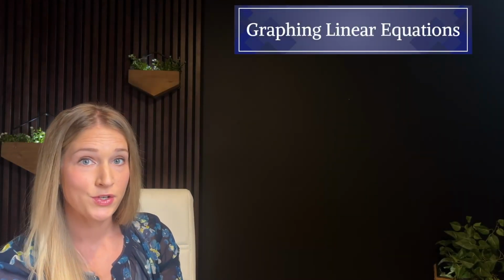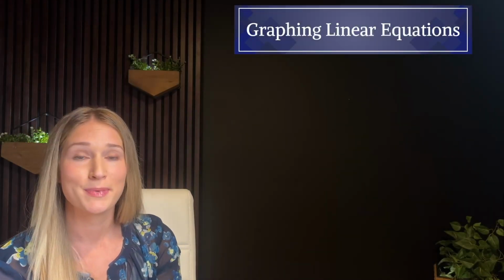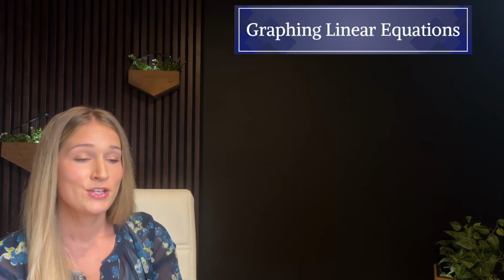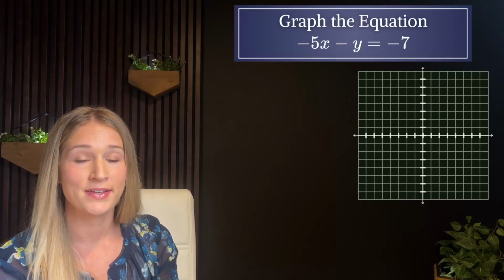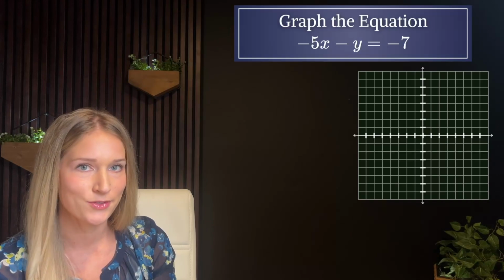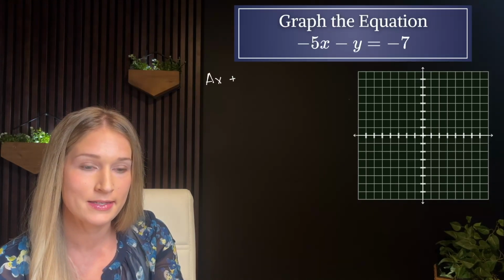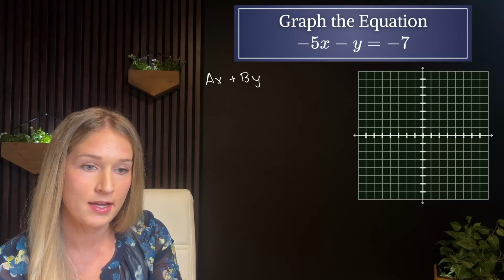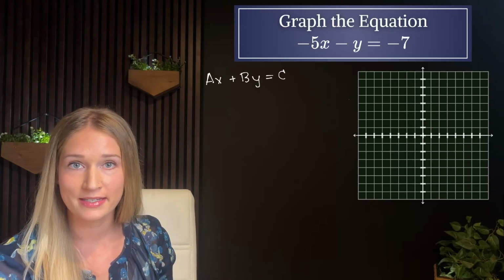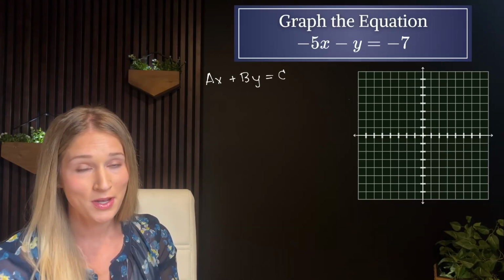There's a few different ways you can graph linear equations, especially depending on what form you're given. So let's look at graphing this equation, which is given to us in standard form. Now, standard form is the form a times x plus b times y equals c, where a, b, and c are integers.